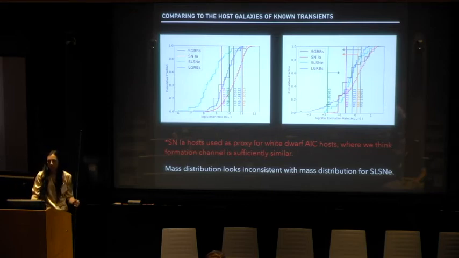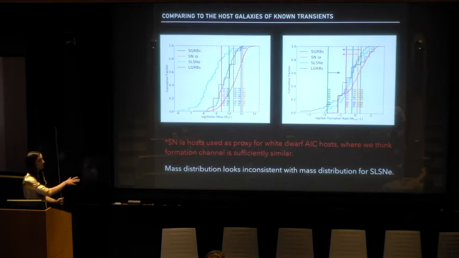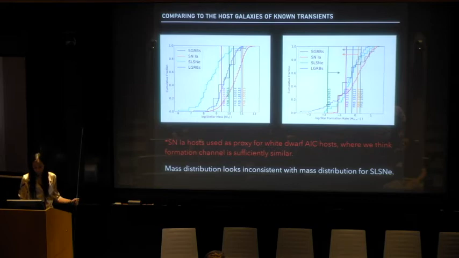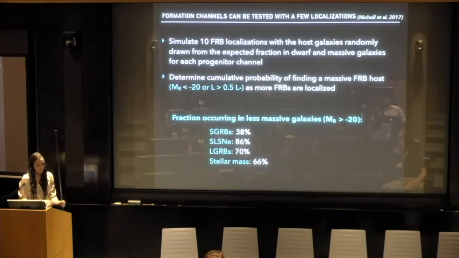But one can imagine that as we build our sample of localized events, we can start to play these games where we look at the distributions as a population and compare to what we see for other types of transients. Of course, it's very small number statistics at this point, so I wouldn't draw too many conclusions from these plots. All right, so that's looking at the properties of the hosts as a whole.